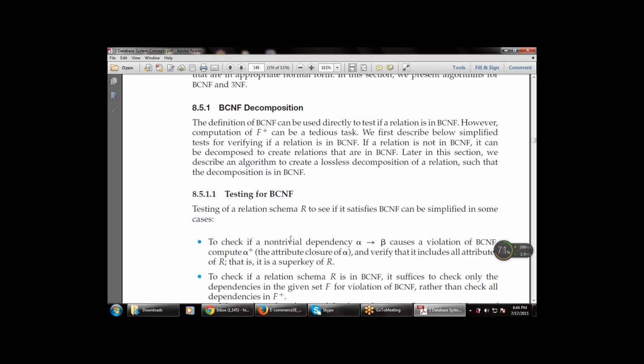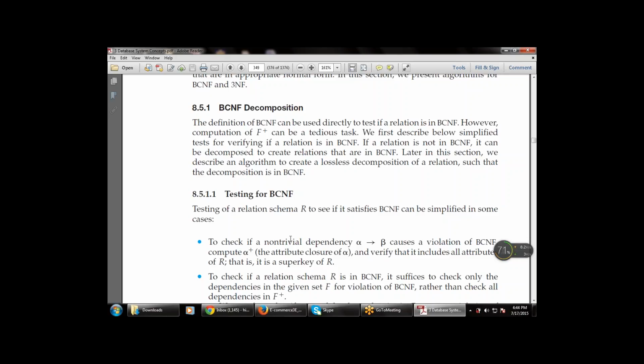The first point is testing for BCNF, that is, testing whether the table is in BCNF or not. Testing a relation schema R to see if it satisfies BCNF can be simplified in some of the cases. This first point says in what cases BCNF is satisfied.